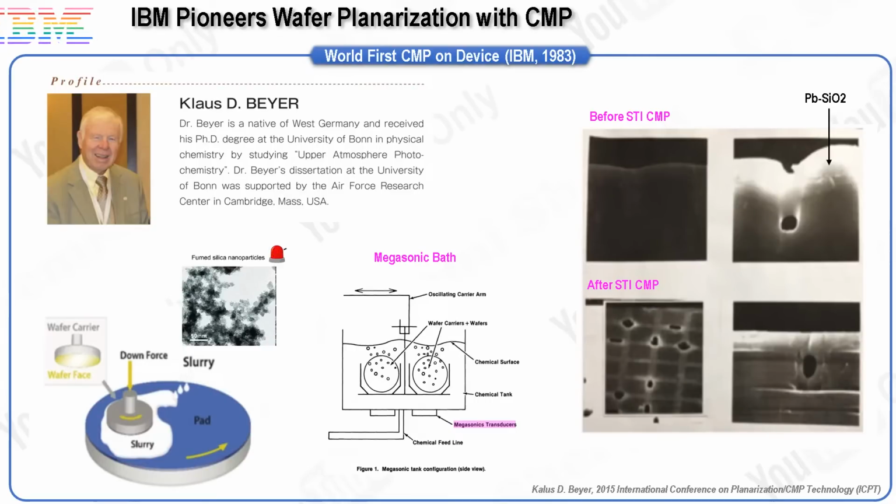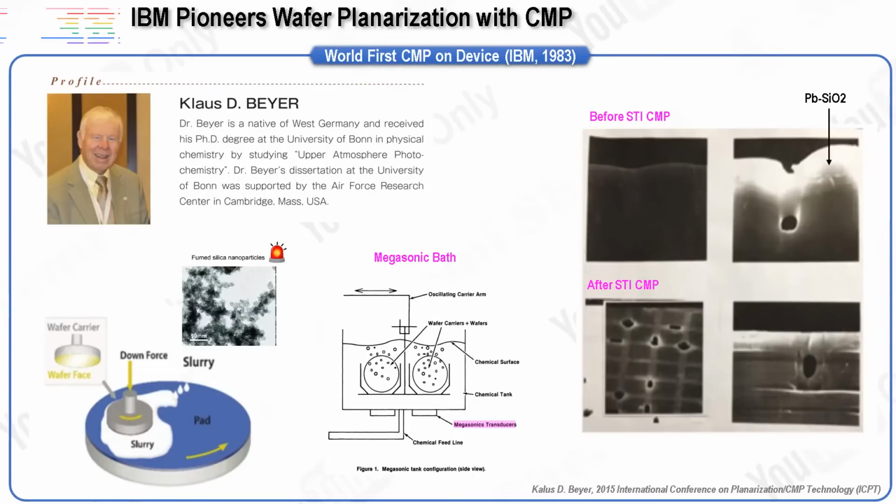Shallow trench isolation, or STI, provided the foundational test structures crucial for IBM's initial experimentation with CMP in 1983. This advancement significantly addressed the challenges of planarization. Central to this progress was Dr. Klaus Bayer, an esteemed IBM fellow. His contribution significantly shaped the course of CMP's application in semiconductor manufacturing.